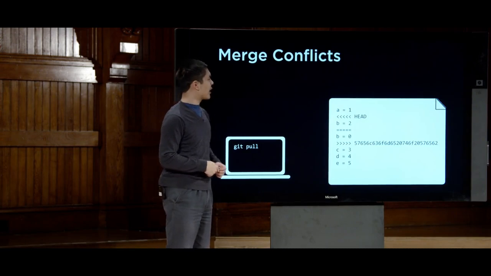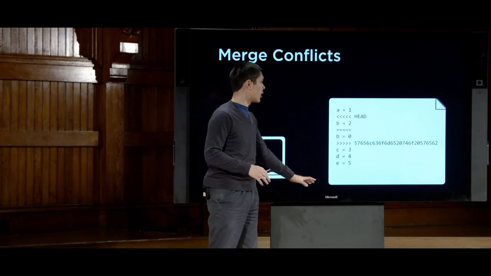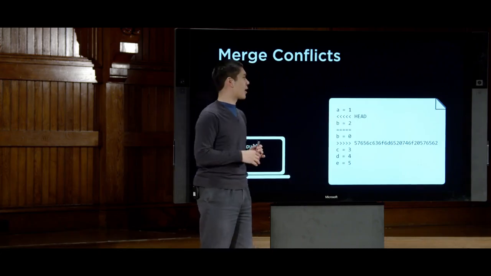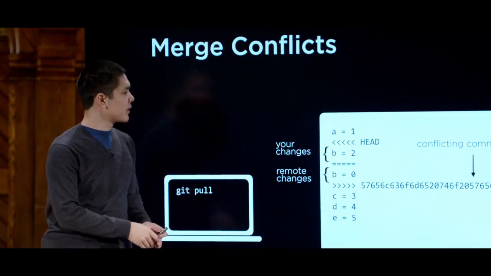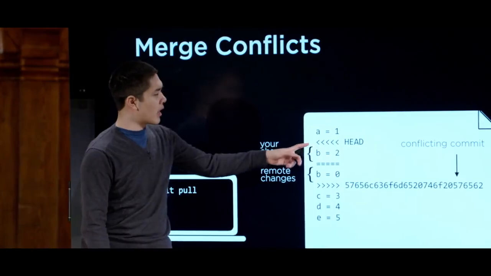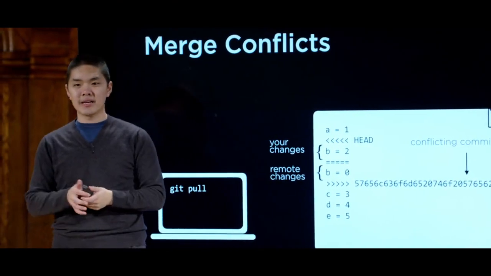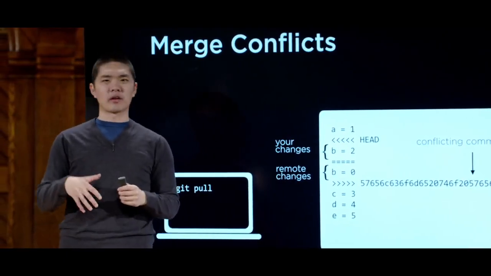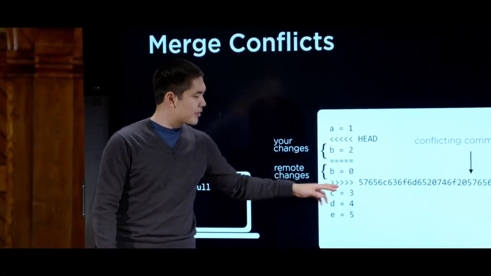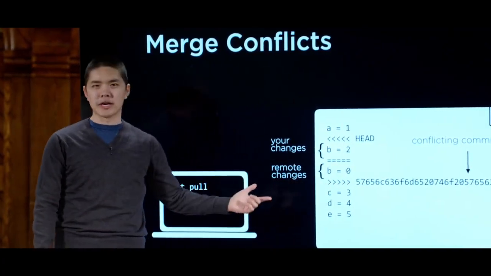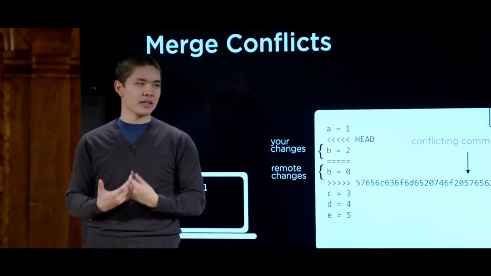Well, generally, the file is going to look a little something like this. Git is automatically going to add some metadata to the file to describe the things that it can't quite figure out. It's a lot of cryptic-looking information, but we can distill it down into a couple of key parts. Everything in between these arrows at the top and the equal signs here are your changes, the changes I have made on my version of the repository that are somehow conflicting with some other changes. Everything between these equal signs and these arrows down here are the remote changes, the changes from GitHub that I'm trying to pull in that somehow are conflicting with what I've currently been working on.